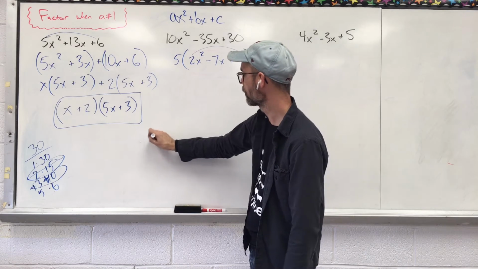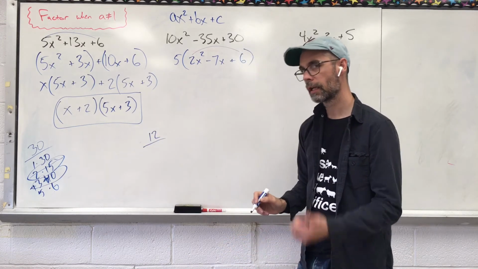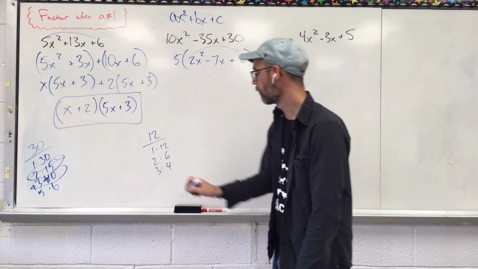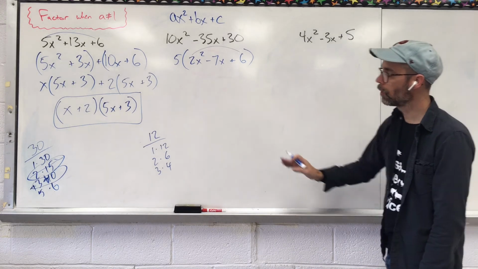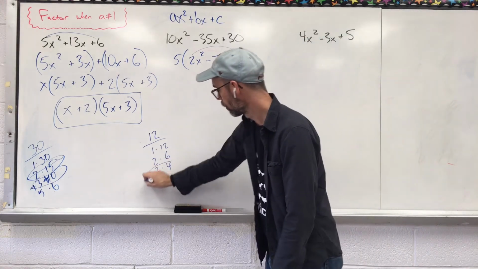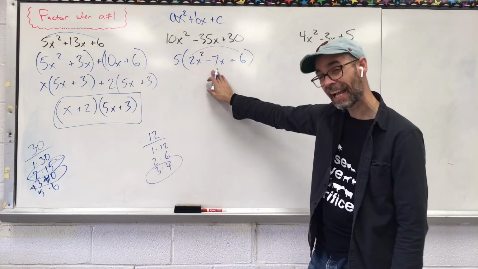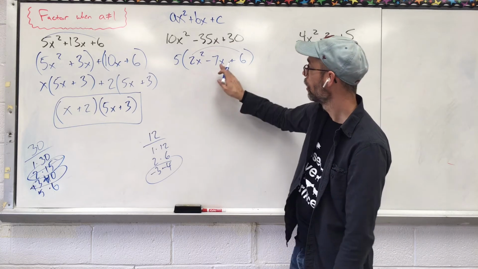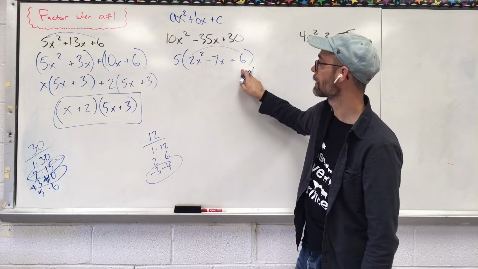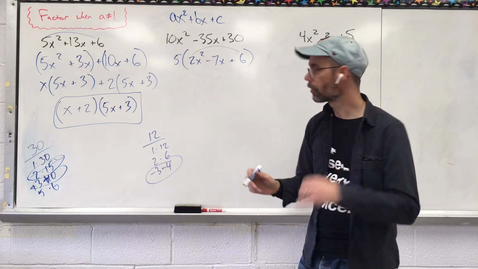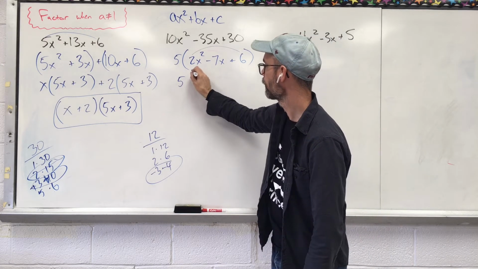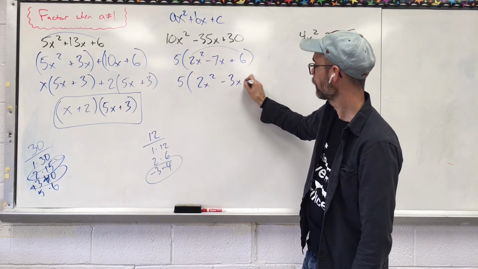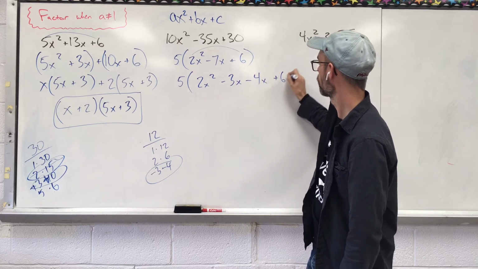So 2 and 6 gives us 12. What two numbers multiplied together give us 12? 1, 12, 2, 6, 3, and 4. Of all of those pairs, what adds or subtracts to give us a 7? 3 and 4, but I need a negative 7. So I could just say negative 3, negative 4. Now I want to rewrite this trinomial on the inside as a grouping problem, as 4 terms. So I'm going to bring down that 5 again. 2x squared minus 3x minus 4x plus 6.